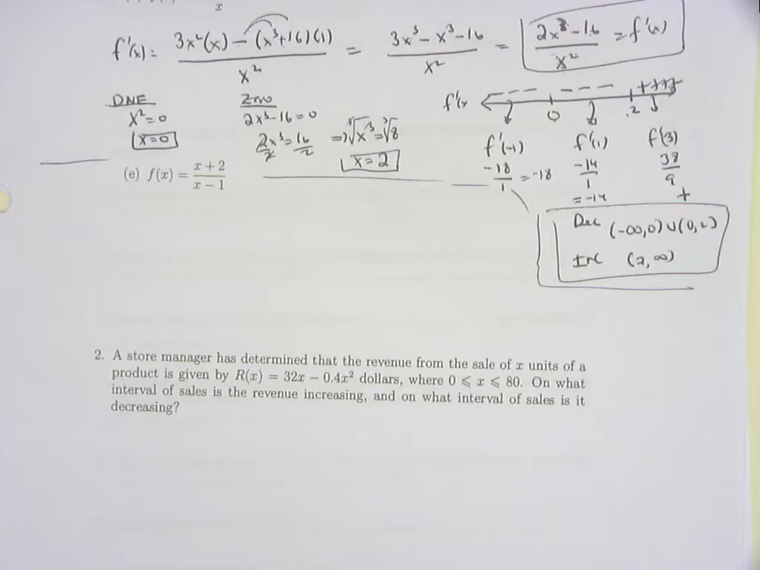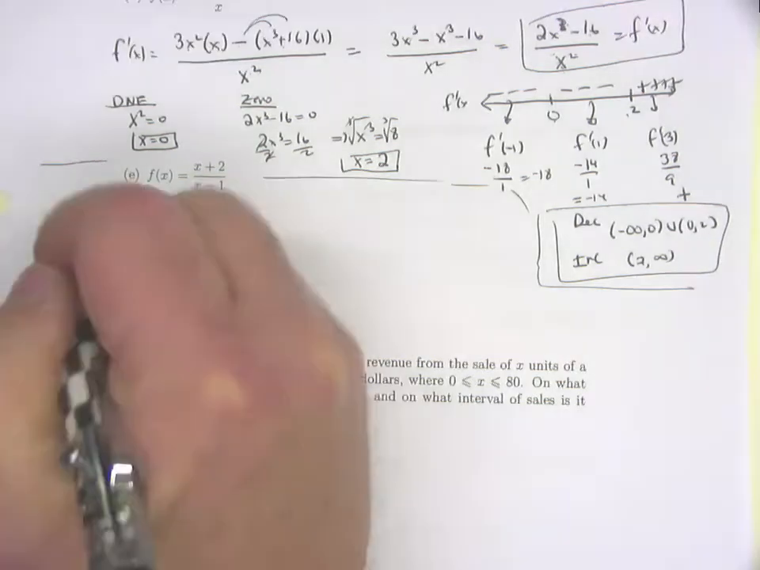Now, to find intervals of increase and decrease, we need to figure out basically about the derivative. Because increasing is where the derivative is positive, decreasing is where the derivative is negative. So, first thing we need to do here is take my derivative.